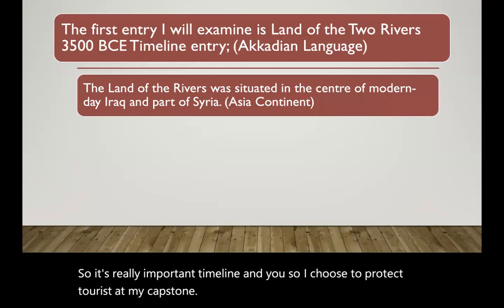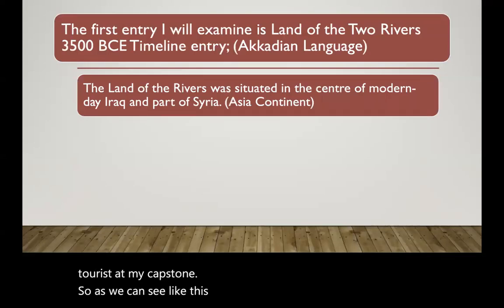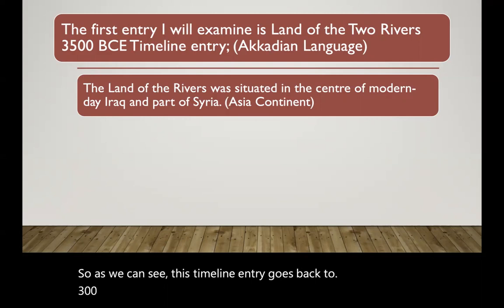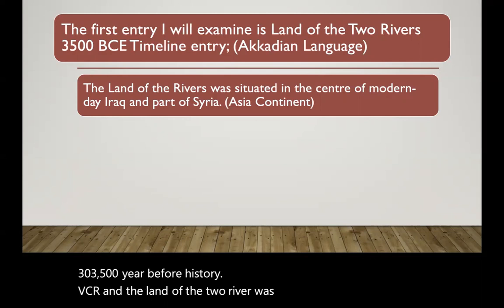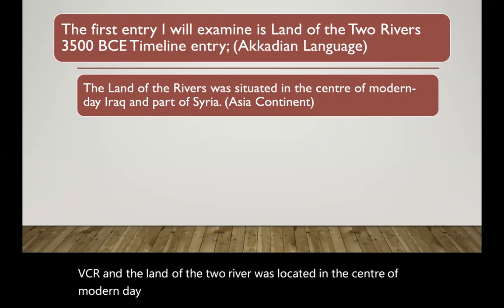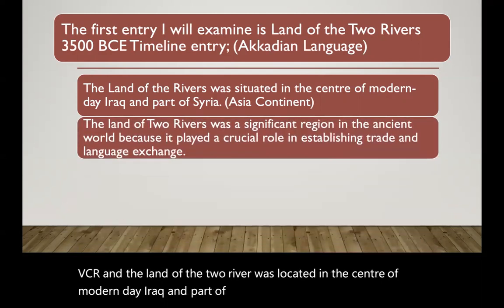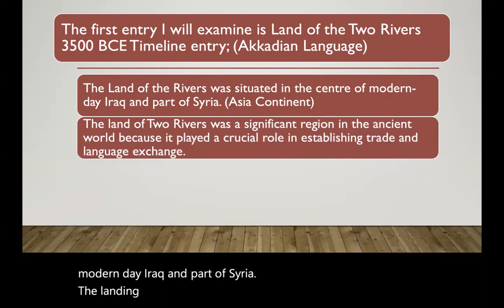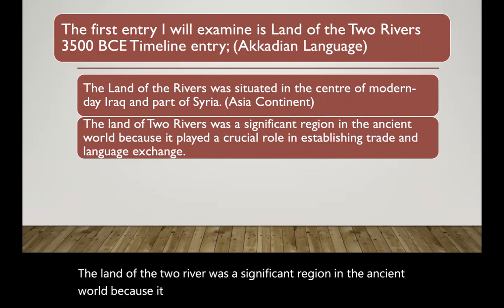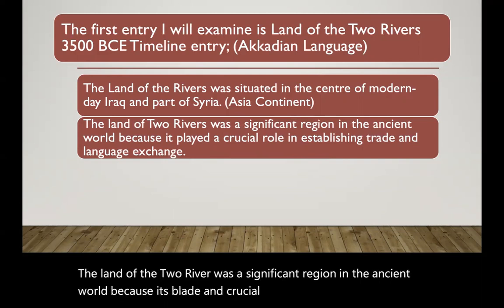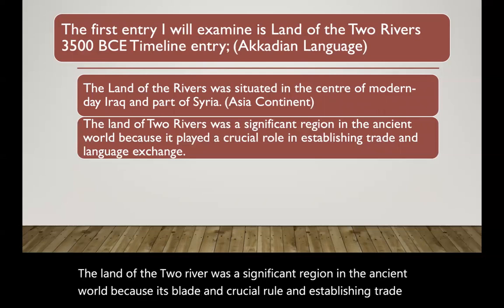As we can see, this timeline entry goes back to 3,500 years BCE, and the Land of the Two Rivers was located in the center of modern-day Iraq and part of Syria. The Land of the Two Rivers was a significant region in the ancient world because it played a crucial role in establishing trade and language exchange.